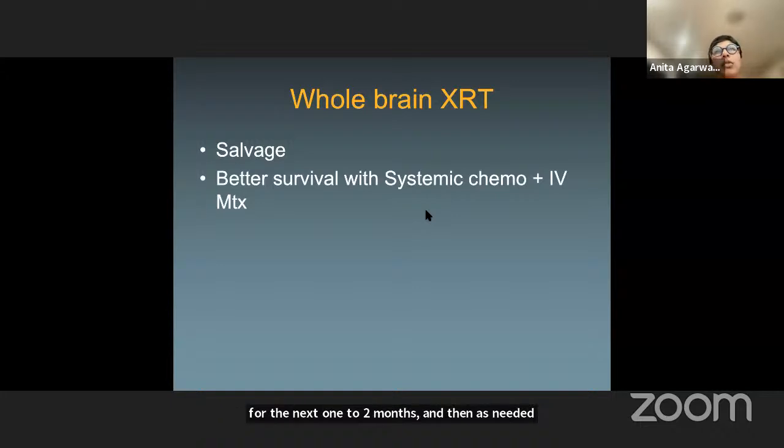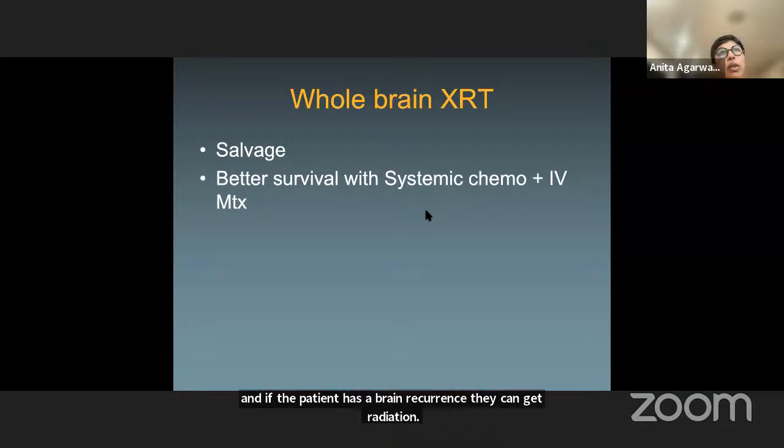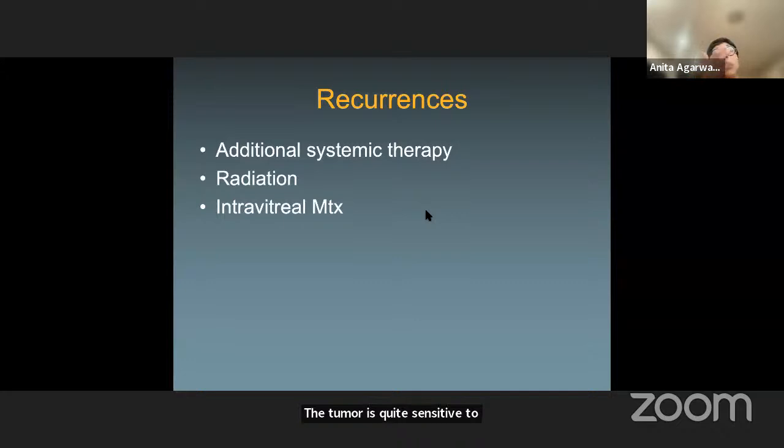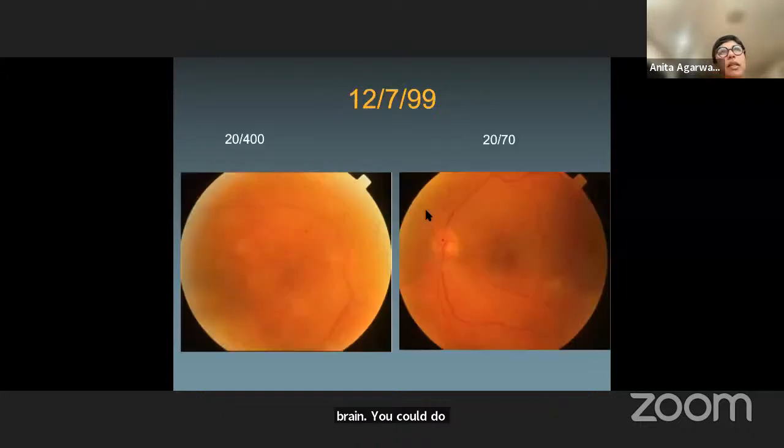At the moment, whole brain radiation is only used as a salvage treatment. Systemic treatment is the drug treatment of choice initially, and if the patient has a brain recurrence, they can get radiation. The tumor is quite sensitive to radiation and can disappear. If the patient has recurrences, say they've had the systemic chemotherapy and the intravitreal chemotherapy and they have recurrence, based on where the recurrence is, you target the treatment. If it's in the brain, you could do radiation. If it's in the eye, you can do intravitreal methotrexate.